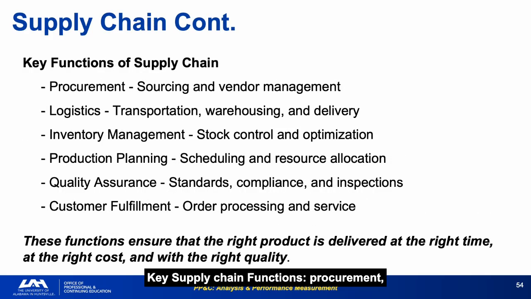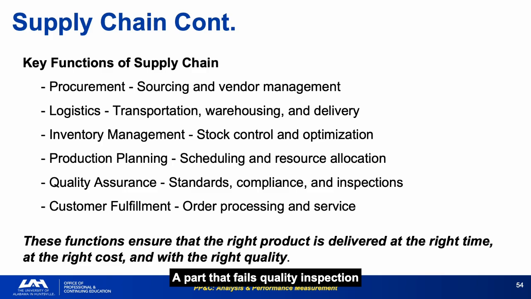Key supply chain functions: procurement, logistics, inventory management, production planning, quality assurance, and customer fulfillment. Production planning and quality assurance are the two supply chain functions most directly connected to PP&C schedule analysis. Production planning determines when parts will be available. Quality assurance determines whether they will be accepted.